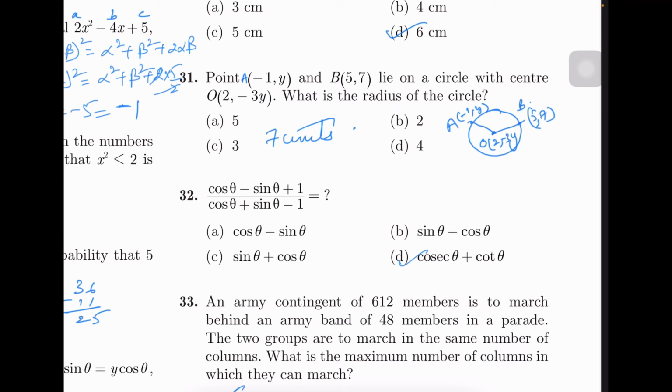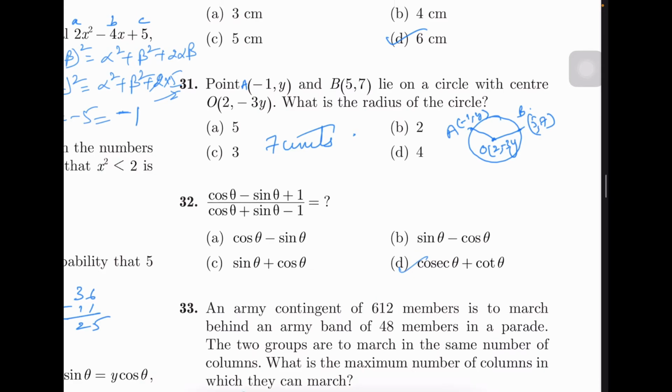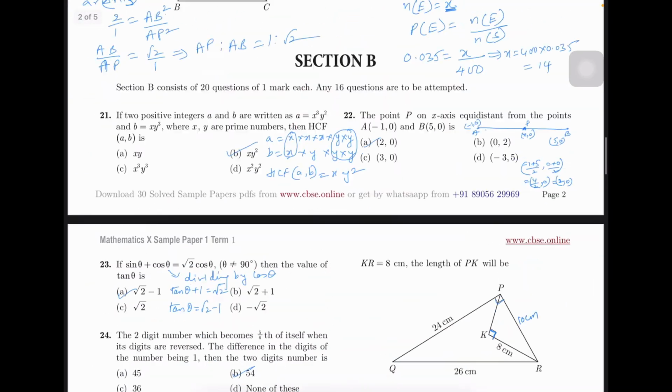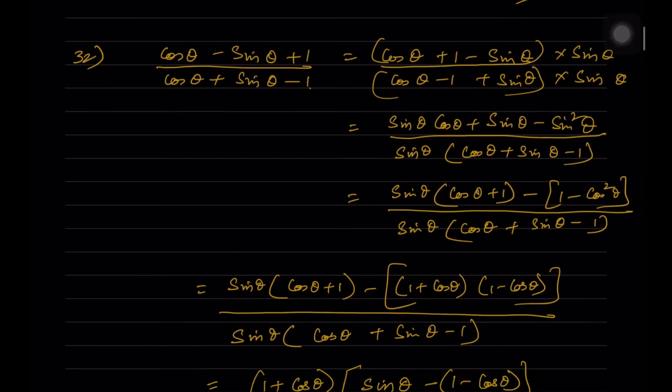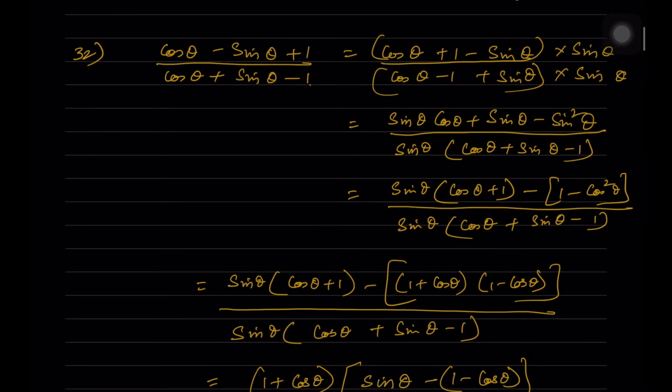Next, 32nd one. In this problem, you are having cos theta minus sin theta plus 1 by cos theta plus sin theta minus 1 is equal to how much? So we'll just go into this. What is the value for this? In this, you are having cos theta minus sin theta plus 1 by cos theta plus sin theta minus 1. So what I did is I multiplied by sin theta in the numerator and in the denominator.